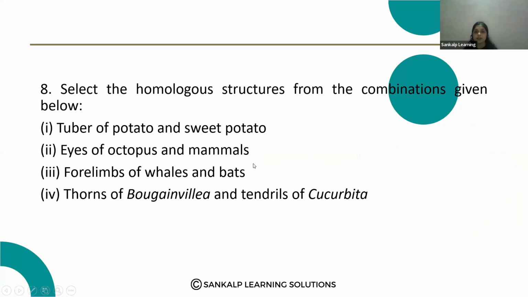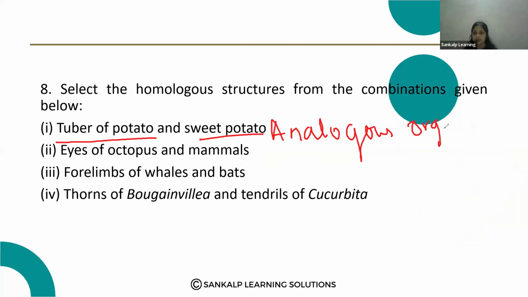Next question. Select the homologous structure from the combinations given below. Which of the following are the homologous organs here? Tuber of the potato and sweet potato are analogous organs, because they have different origins. Tuber of the potato is a stem modification. Sweet potato is a root modification, but performs the same function. Because of that they are analogous organs. Eyes of the octopus and eyes of the mammals are also analogous organs because they perform the same functions.